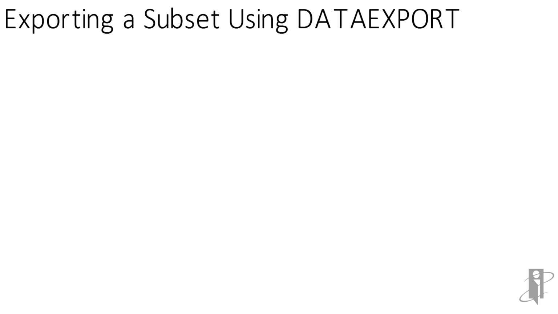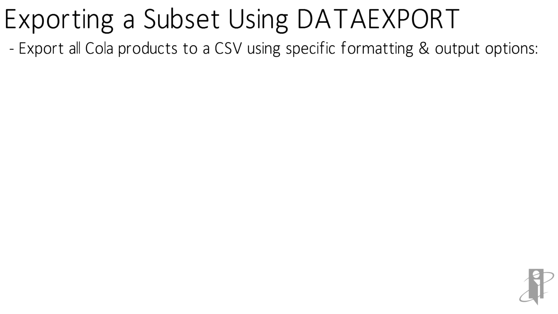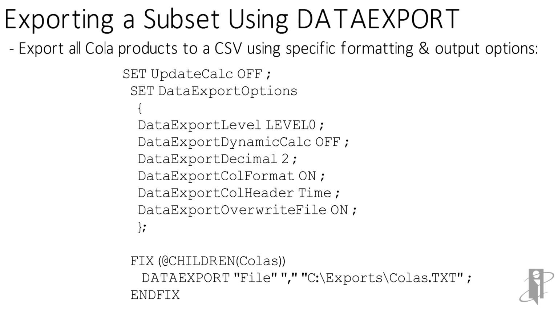So let's try something really impressive. We want to export all the cola products to a comma-separated value file using very specific formatting. Well, in this case, we're going to have to use the data export options, again explained in another video, epm.bi/videos. But in this section, we're going to say data export level to level 0, data export dynamic calc off, because we're not going to export the dynamic calc members. We're going to export things with 2 decimal points, whether they have 2 decimals or not. We're going to pad it 2 decimals.